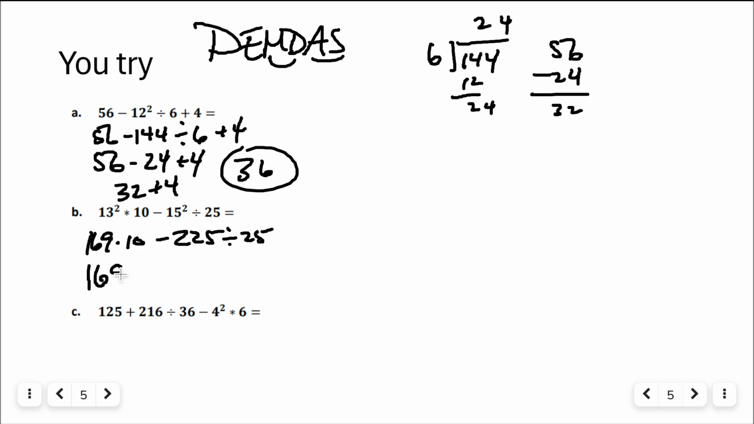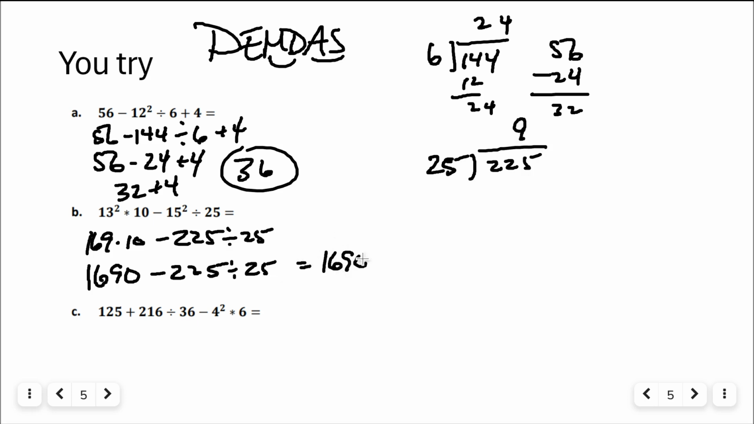169 times 10 is 1690. And then we're going to do 225 divided by 25. So 25 into 225. We can do it with quarters. So 8 quarters is $2. This must be 9. So this is 1690 minus 9, which is 1681.